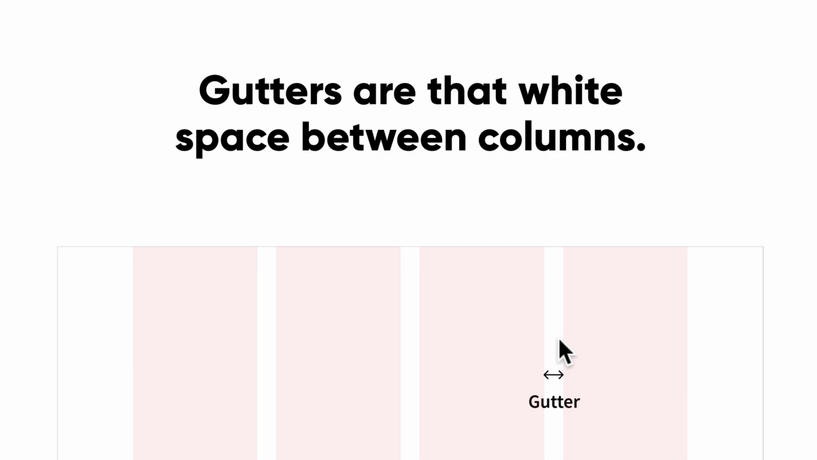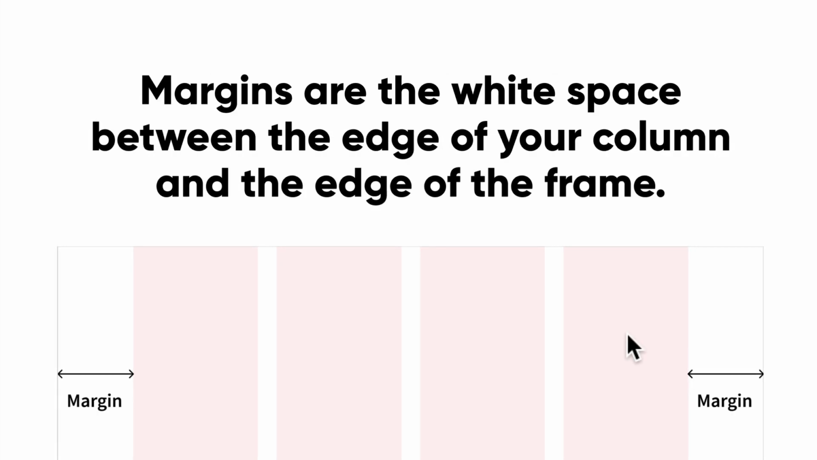Gutters. This is the white space right here, right between columns. They're dedicated based off of your base unit, so some designs will increase that size as you scale up or decrease it as you scale down. Other grids can stay fixed. It's not really set in stone. So right over here, this is probably like a 16 pixel gutter based off of a 8 pixel base unit. Margins are the white space between the edge of your column and the edge of your frame.